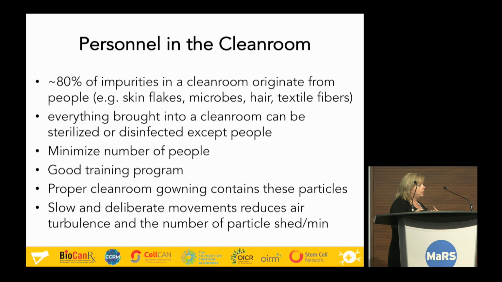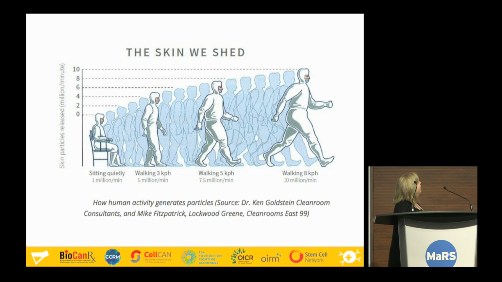And it's probably the only place that you work where the bosses are saying, slow down, don't move so fast, because you want to actually move slow so that you're not shedding as many particles. And speaking of shedding, check this slide out. Sitting quietly, you are right now shedding 1 million particles a minute. If you're walking slower, 5 million, a little bit faster, 7.5, and walking 10 million.